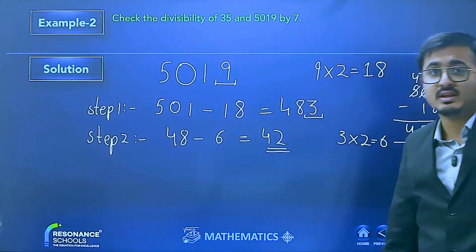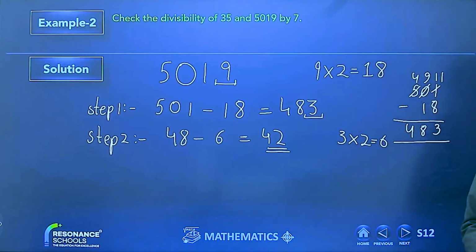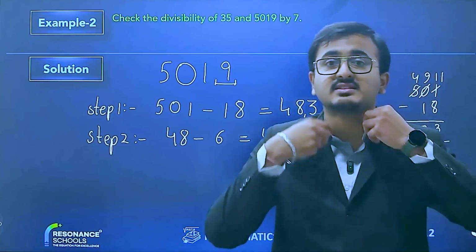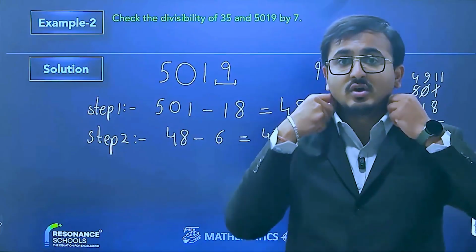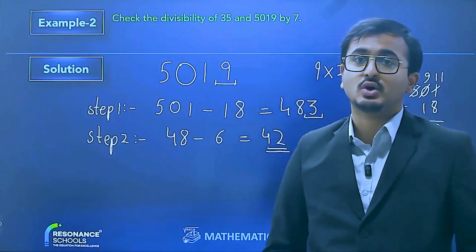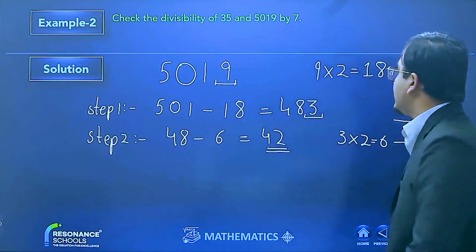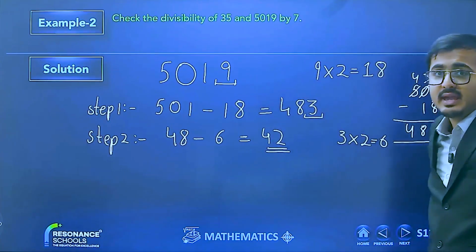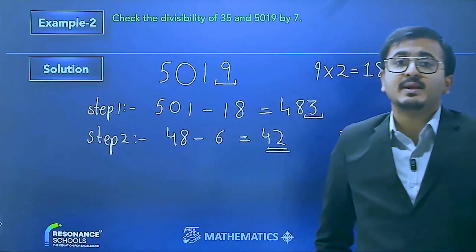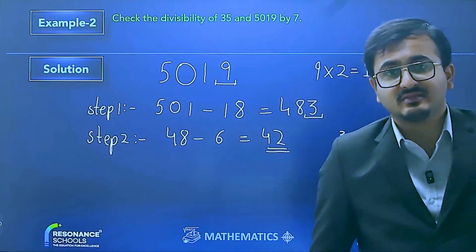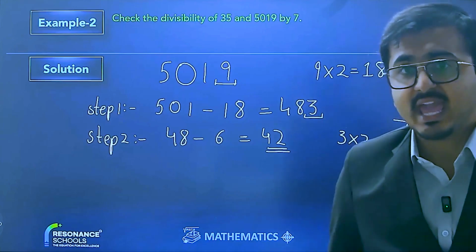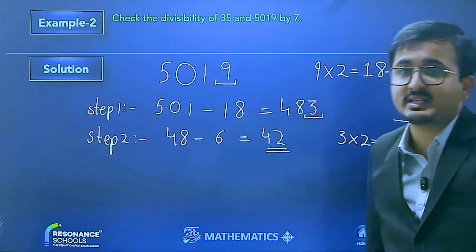Check the rule. Divisibility rule of 35. Obviously we can know that it is divisible by 5. Let's check for 5019. 9 is the last digit. 9 into 2, I did 18. 18 minus the remaining digits, which is 501. If I subtract, what am I getting? 483.